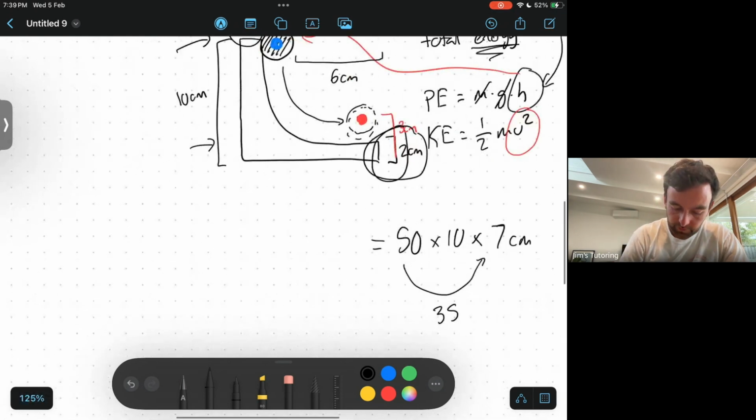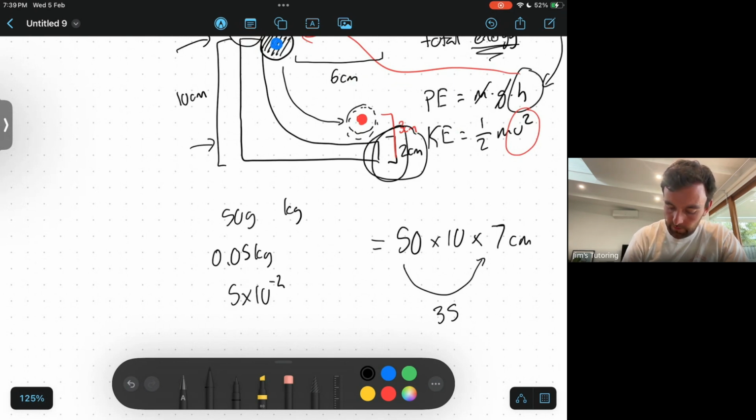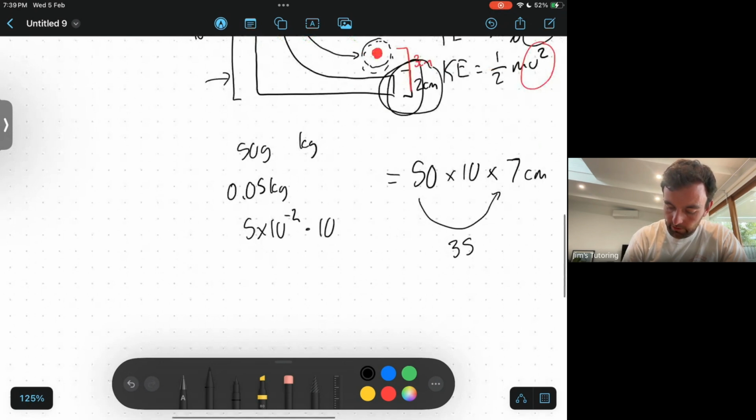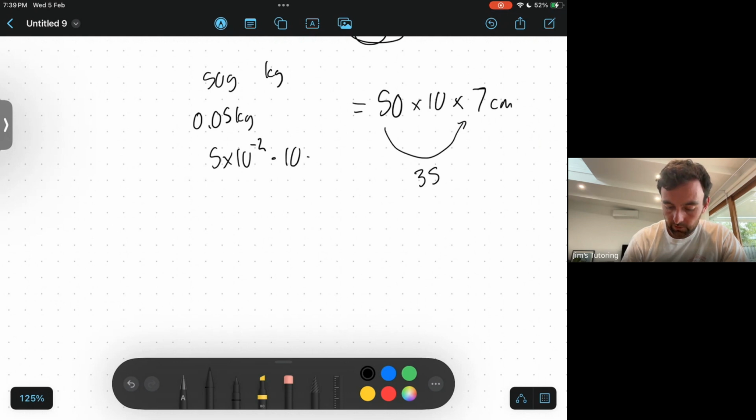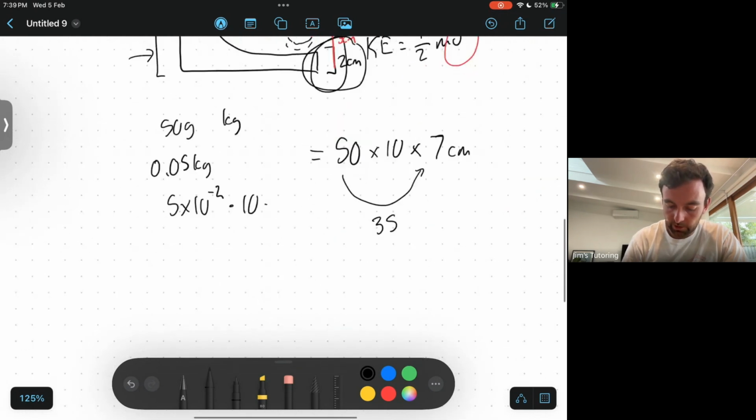So 50 grams in kilograms will be 0.05 kilograms, so 5 times 10 to the negative 2. We've got gravity, which is 10, and we need meters, so we've got 7, the decrease in height is 7 centimeters, which is 0.07 meters, so it's times 7 times 10 to the negative 2.